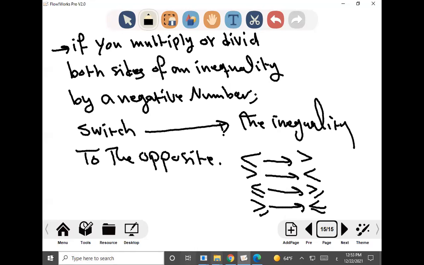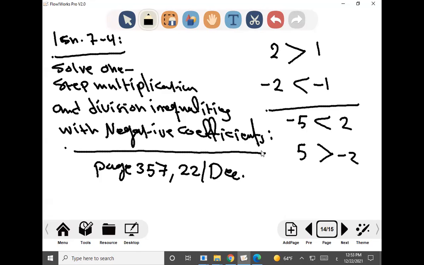Here is the general note. Just write it and you will understand how it is. We make two examples here. If you have two numbers and you know the inequality between them, two is bigger than one. If you give negative for both, then negative one will be bigger than negative two. Look here, it was more than, here it becomes less than. Here how we read it? Two more than one. And here, negative two less than negative one.